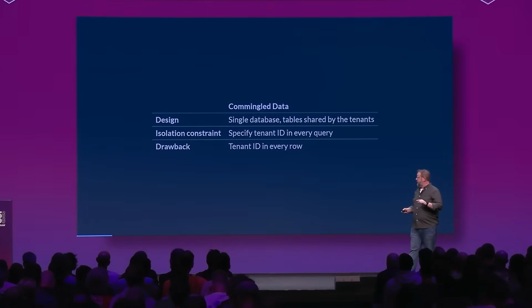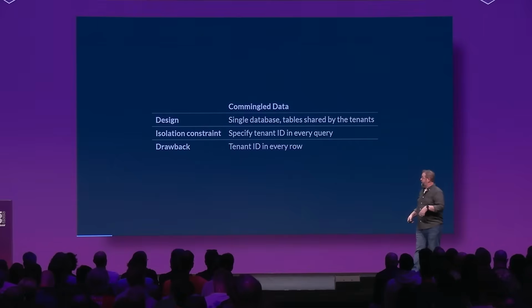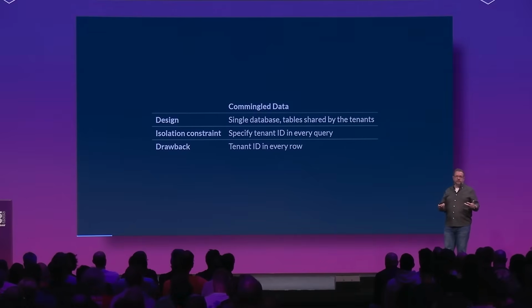Commingled data is where you have one database, and all of your customers' data is mingled together in this database. The idea is you have a tenant ID or an account ID of some kind in every table, so every row has an ID that you use to filter by your tenant ID or your customer ID. The constraint is you have to remember to specify your tenant ID in every query. Here's what this looks like in practice.